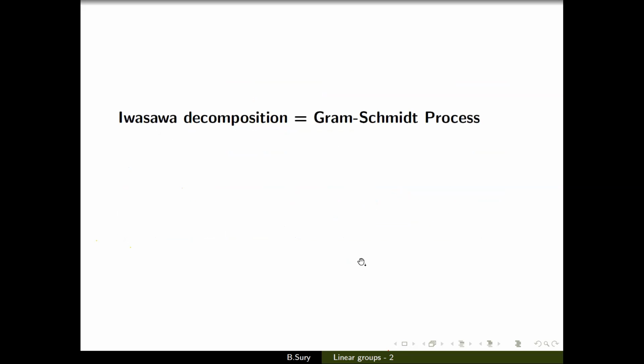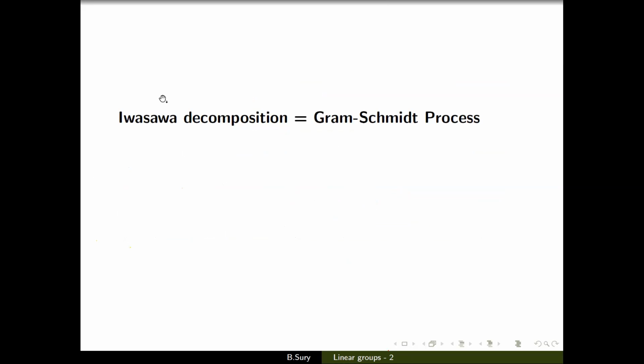Go ahead. So I mentioned there is this word decomposition I'm using here, because what we want to do is break up a group into smaller subgroups. When you say break up, I mean as a product of subgroups, but this product is of course not as a group, but as a set. And often this decomposition has nice topological properties. For example, it's a product of two subgroups and the product map is a homeomorphism, etc. Things like that. So one of them is called the Iwasawa decomposition.